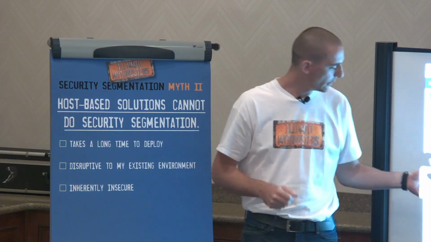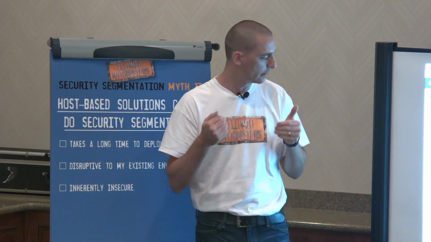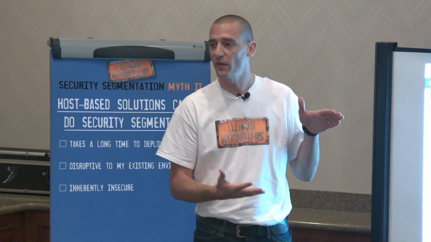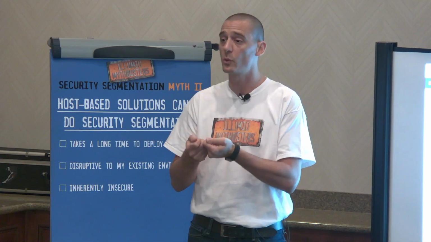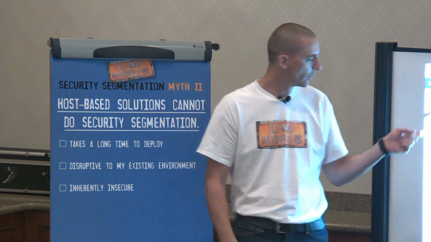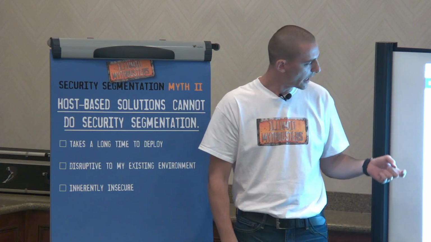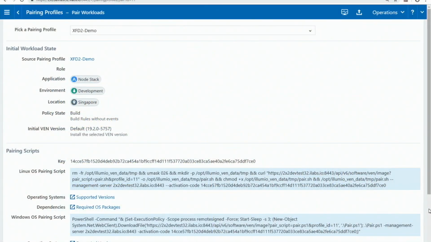Okay, and we're also assigning the labels. So basically, location, environment, application, and role. Once you define this set of parameters, you can generate the so-called pairing key. Harish is going to click on the generate button for this, and we're going to see the key.